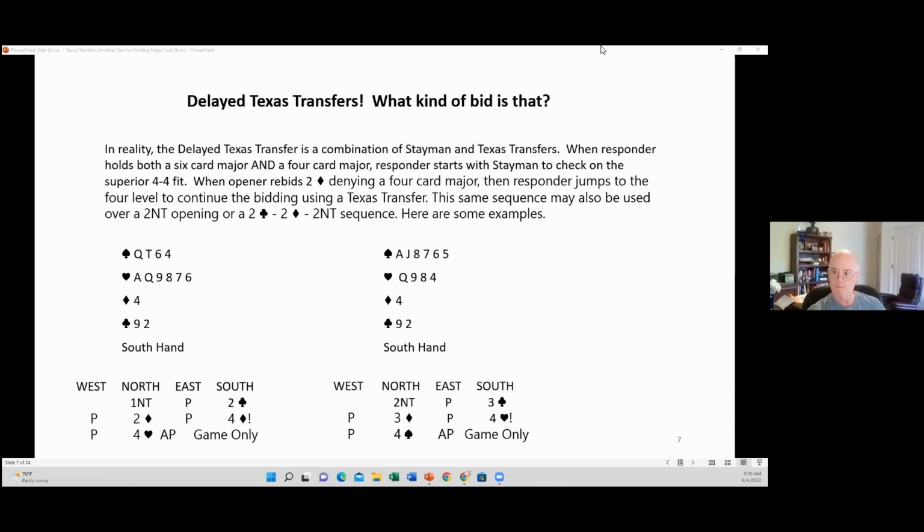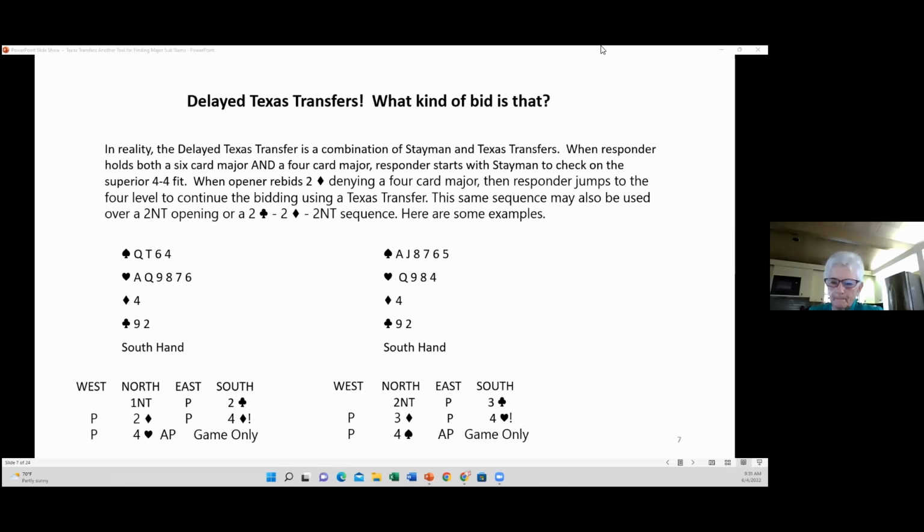Janet, do you have a question? Yes, I do. It's the same example. If you play puppet transfers, there's no way you can use this second example, correct? If you play puppet, then 3 clubs is puppet, 3 diamonds says I have no 5-card major suit, but I have at least one 4-card major suit. Well, then you bid 4 diamonds, and it doesn't matter what suit the opener bids because you've got 6 in one and 4 in the other. Oh, okay. All right. Thank you.